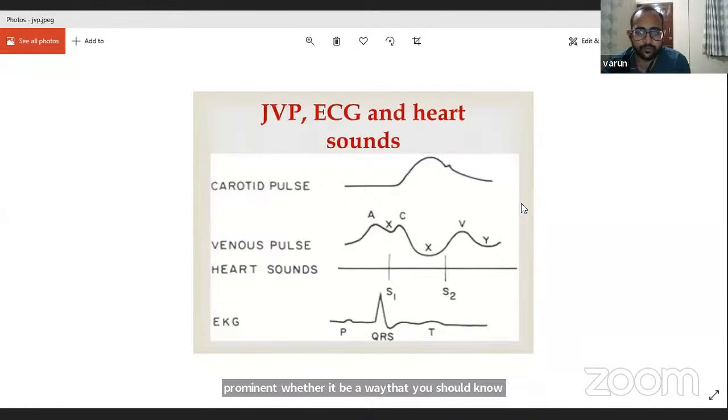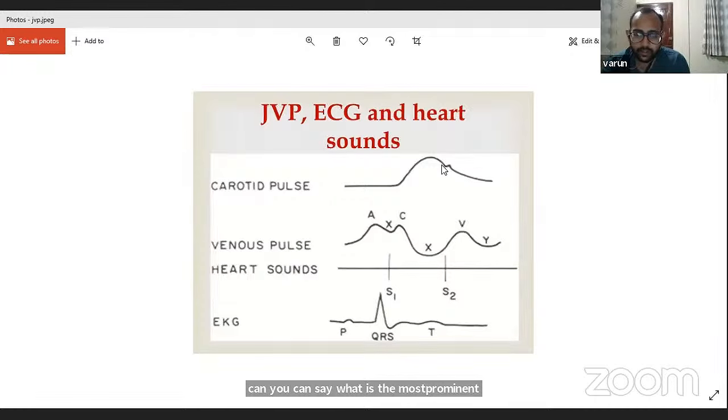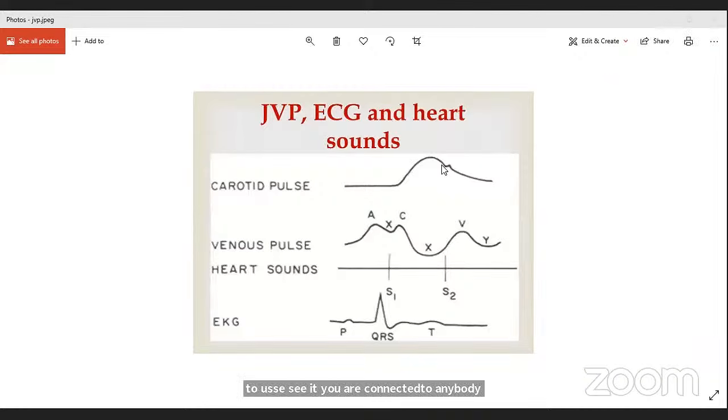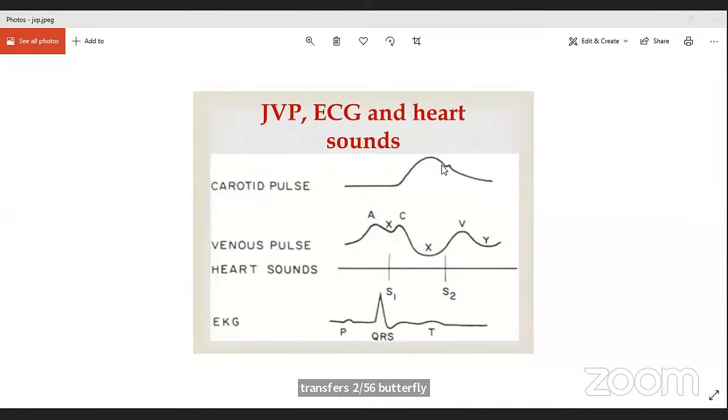Anybody can unmute and say what is the most prominent wave, whether it is A wave or B wave. A wave, correct. So you see the carotid pulse, palpate. How do you palpate the carotid pulse? Anybody? One at a time and against the transverse process of C6 vertebra. Correct. But which finger? Where exactly? With the thumb. With the thumb, correct.